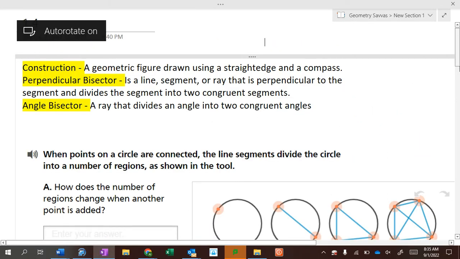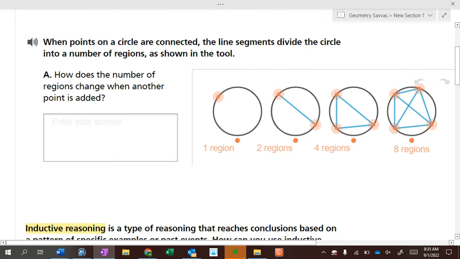If we put 5 points on the circle, how many regions are we going to have? Not 12. Good guess, though. 16. 5 points is 16 regions. Why? Because you do 8 times 2. That's an okay reason, but I need a more detailed reason.